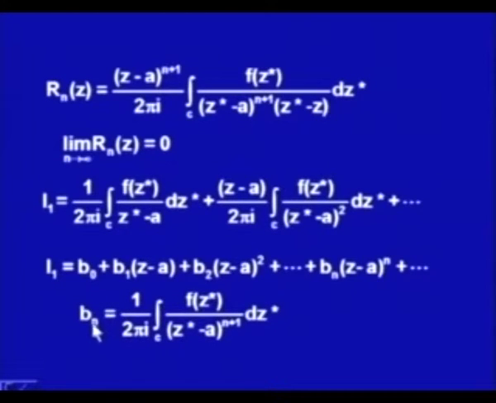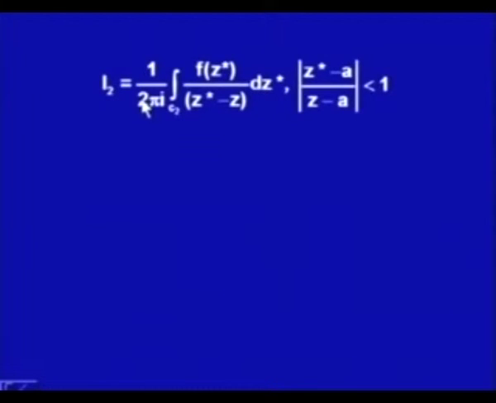Here the general term Bn can be given by the formula 1/(2πi) times the integral over the curve C of f(z*) divided by (z* − a)^(n+1) dz*. Here I am writing the contour integral over C because I am replacing C1 by C. The explanation is given earlier. Then we have to evaluate I2.